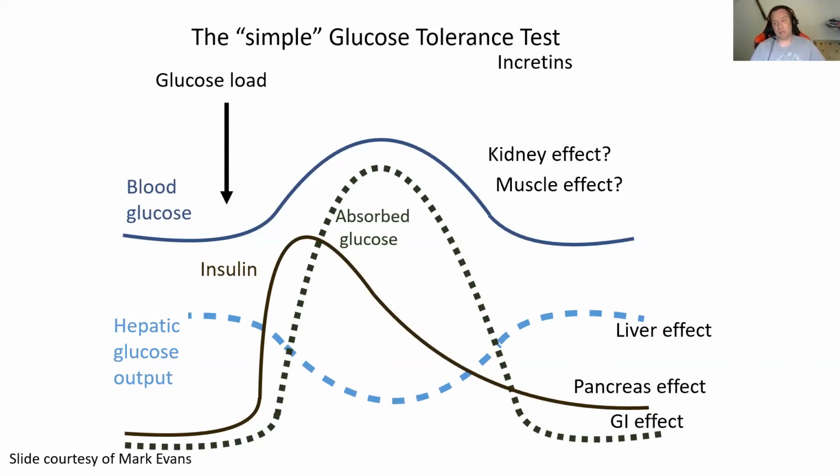From that GI tract, you may get incretins if your test is oral, and you may also see glucagon production. And then there is a concept called glucose effectiveness, the ability of glucose to promote its own disposal, and that can impact on your GTT. So you can see there's a staggering range of variables.